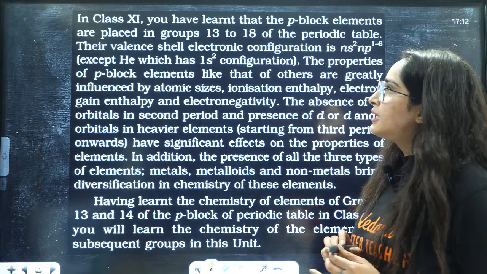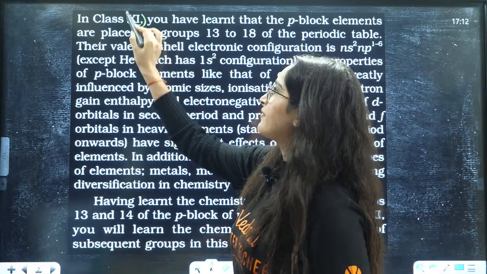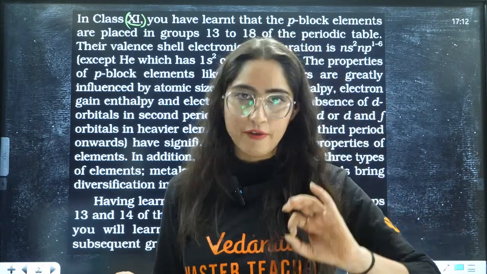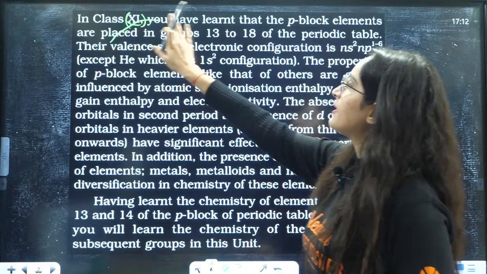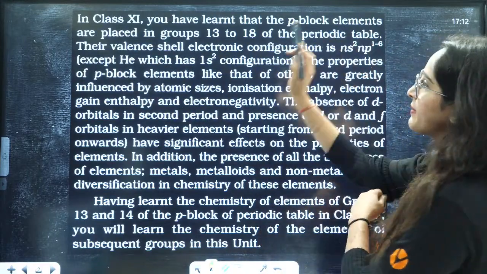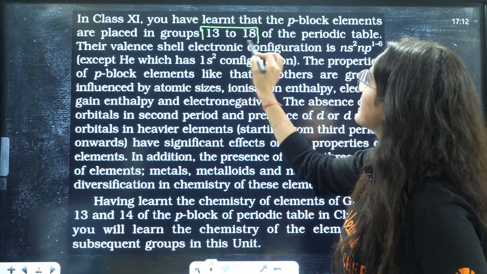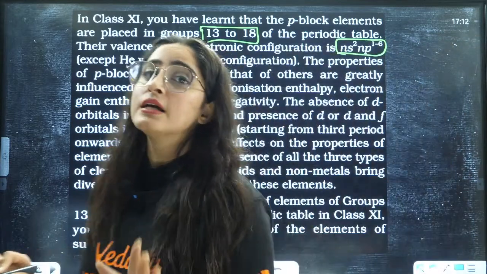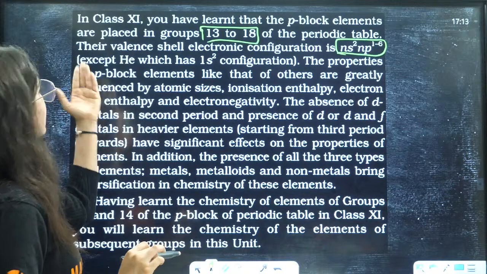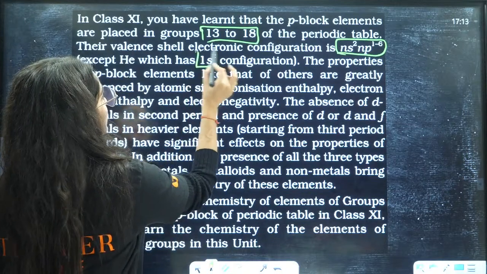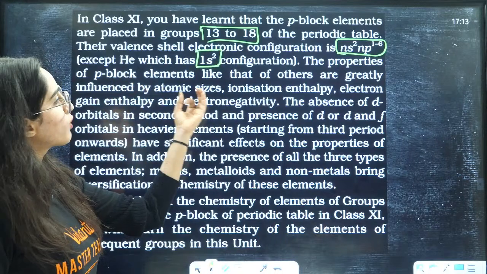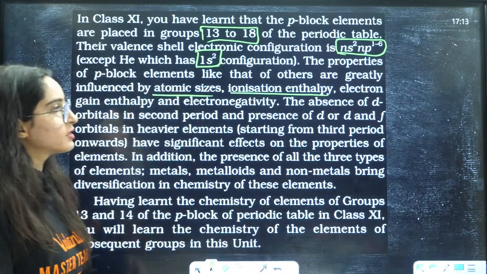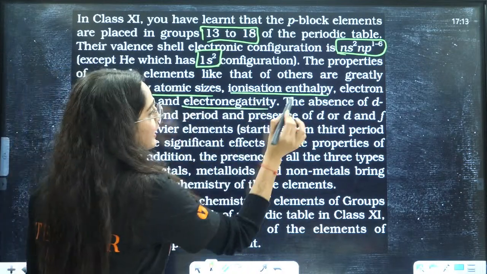Here they are saying that in class 11th you studied group number 13 and 14, that was in class 11th NCERT. There you learnt that the P block elements are placed in group 13 to 18 of the periodic table. Their valency varies from ns2 np1 to 6, except helium, which is completing its duplet. The properties of P block, like those of others, are greatly influenced by atomic sizes. We have seen ionization enthalpy, electron gain enthalpy, and electronegativity.